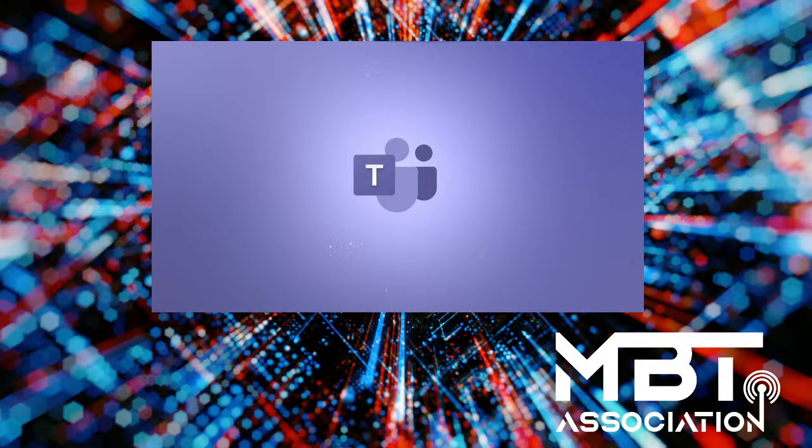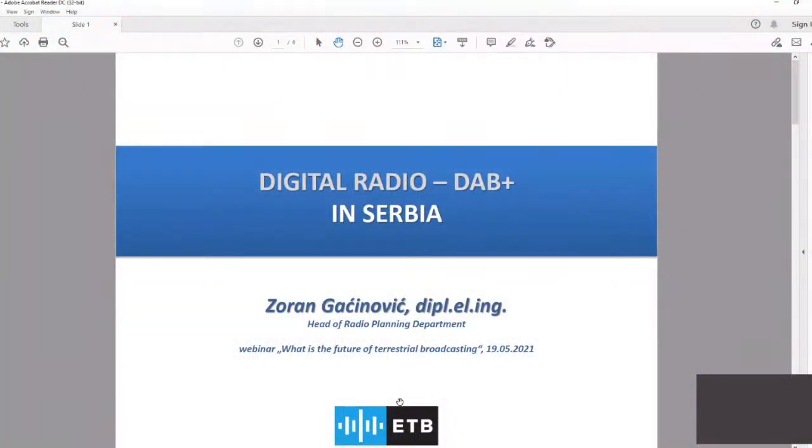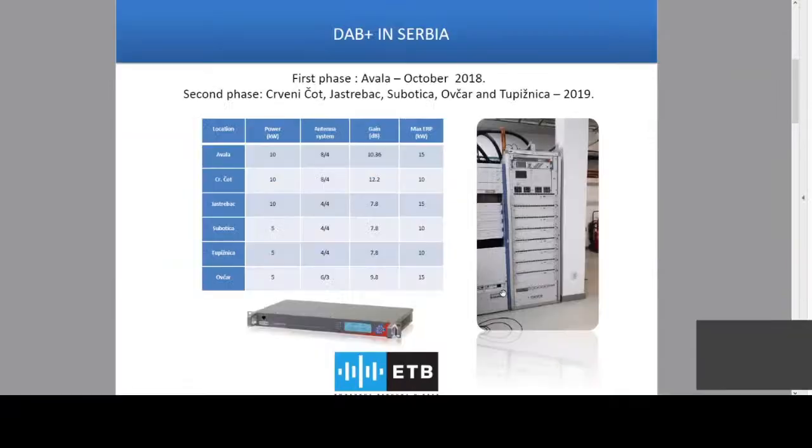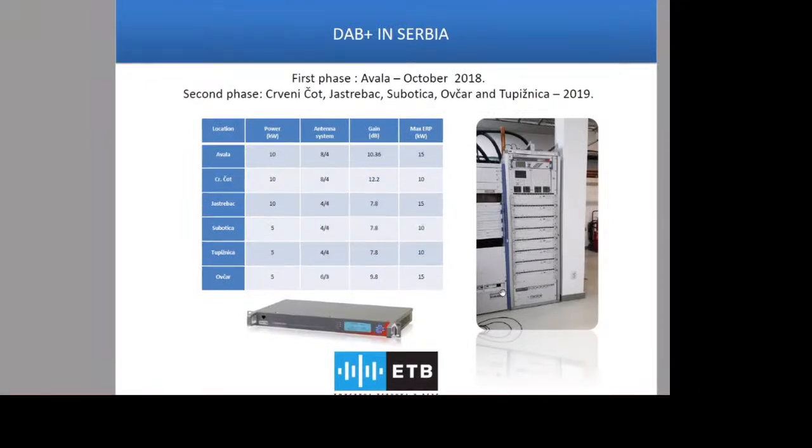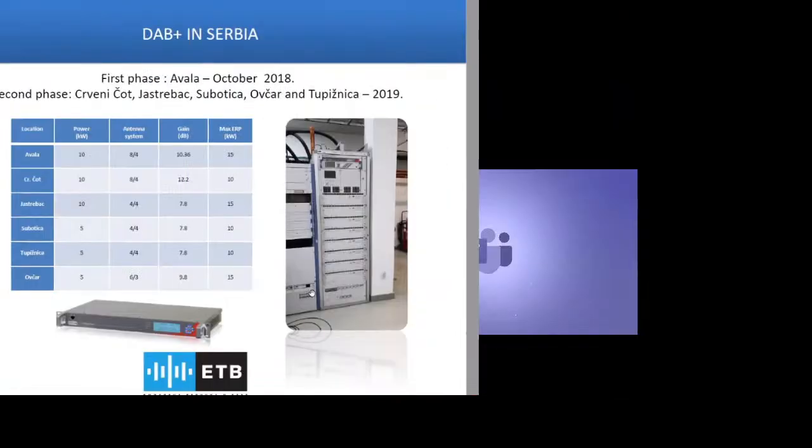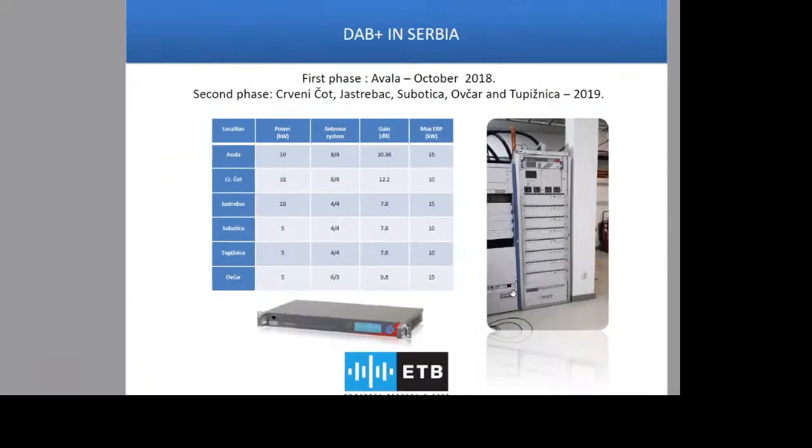Hello, everybody. I try to share my presentation with you. Okay, I prepared a short presentation with a couple of slides regarding the introduction of DAB+ in Serbia. The public enterprise ETV, as a Serbian broadcast network operator, started broadcasting digital radio in DAB+ technology in October 2018 from the Avala transmission site, which is located near the capital city of Serbia, Belgrade, and covers approximately 2 million people with digital TV and radio signal.